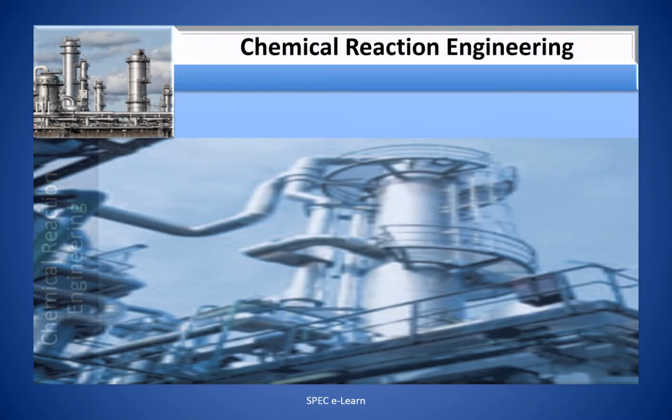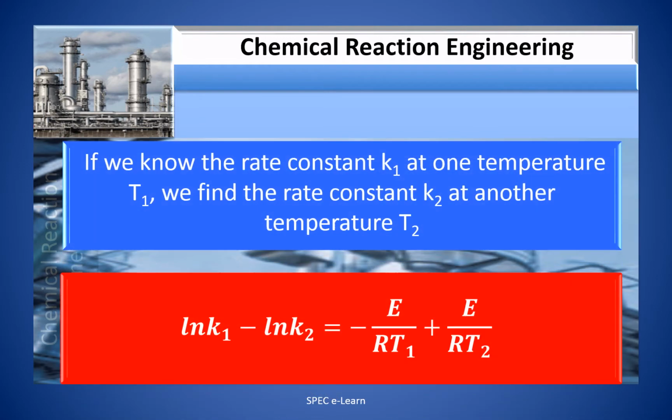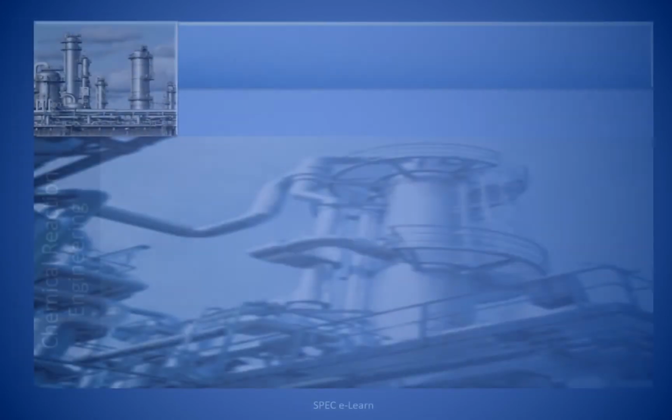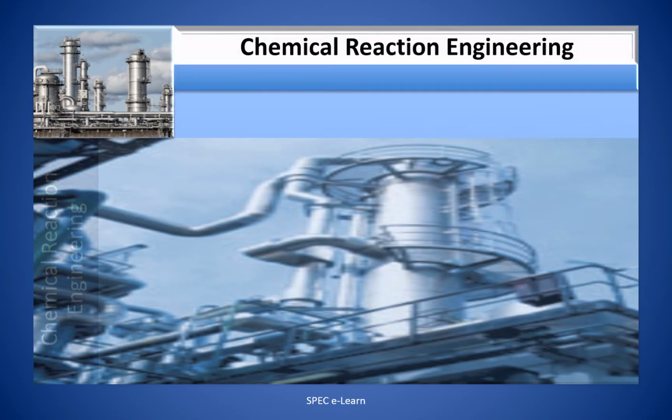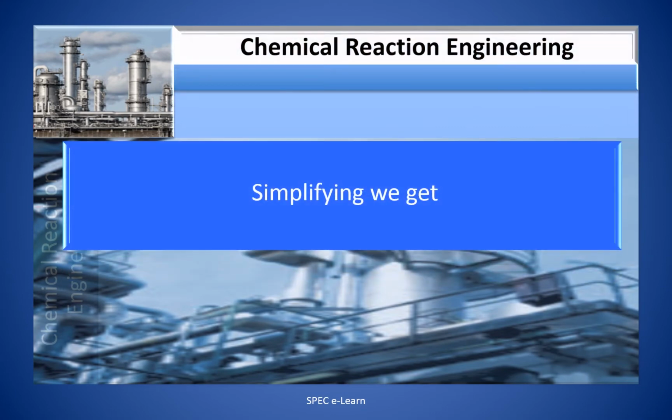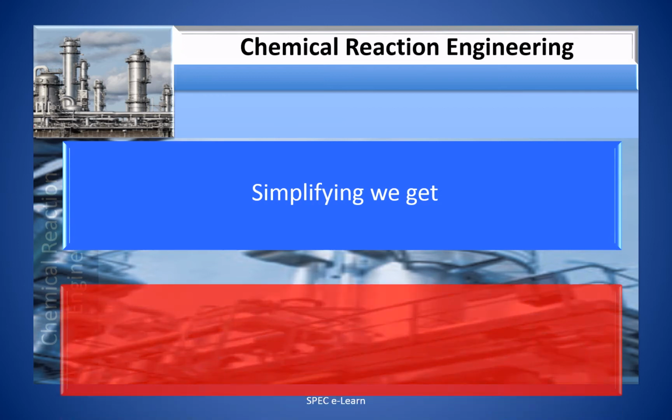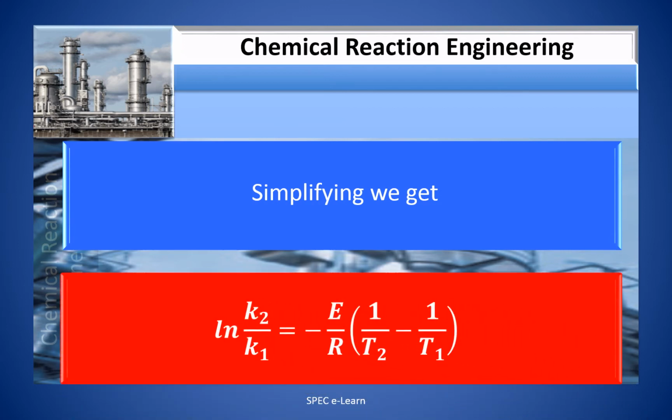If you know the rate constant k1 at one temperature T1, we can find the rate constant k2 at temperature T2 as per the expression given below. ln k1 minus ln k2 equals minus E by RT1 plus E by RT2. Simplifying, we get ln of k2 by k1 equals minus E by R multiplied by 1 by T2 minus 1 by T1.